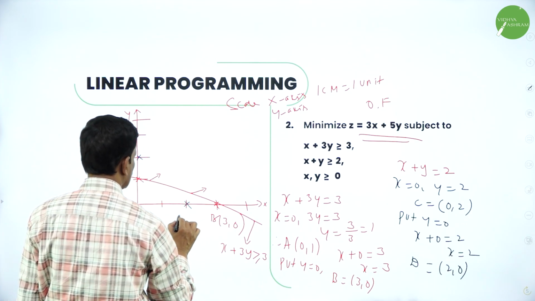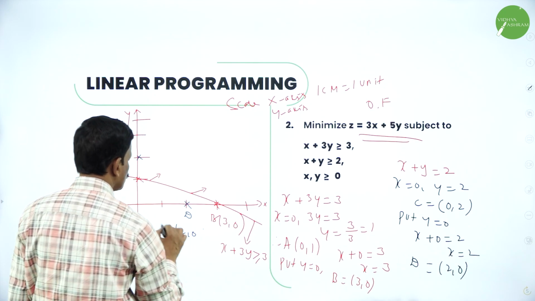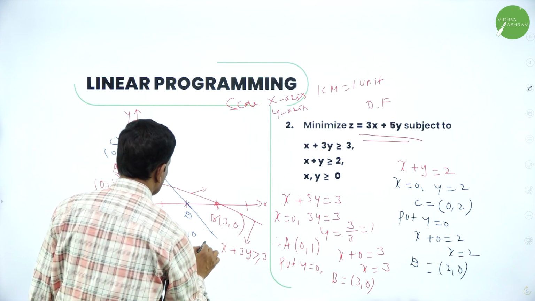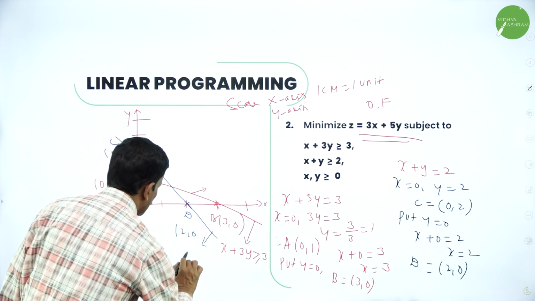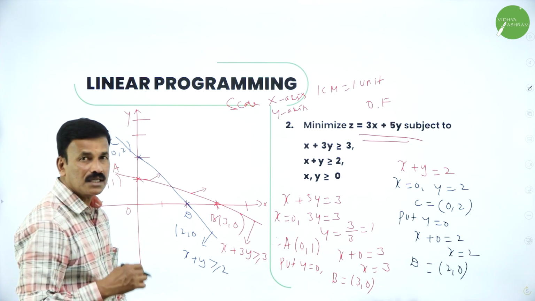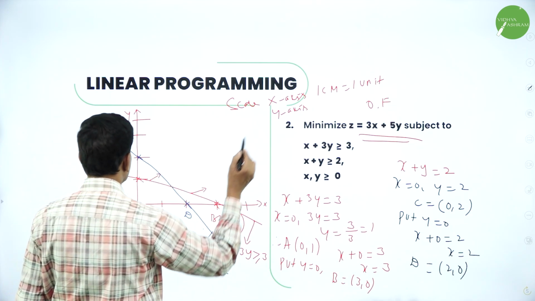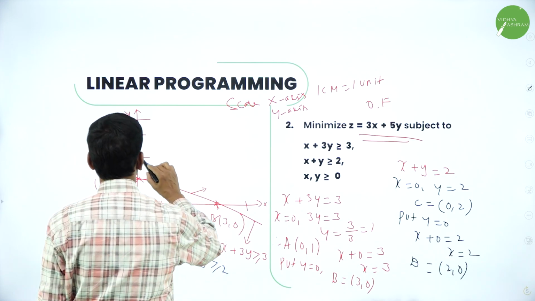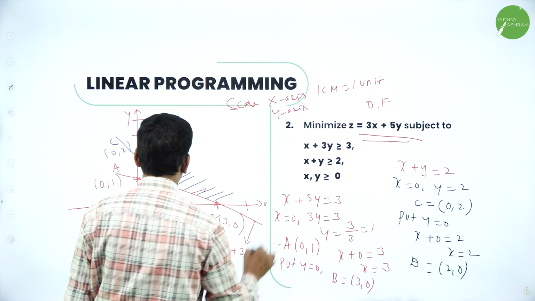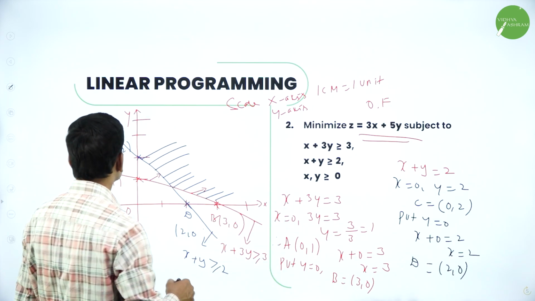Point D is 2 comma 0. Now draw a line. So this is the line. Now what is this curve? This is x plus y is greater than or equal to 2. Greater than or equal to 2 means the feasible region is above the origin. So this is the feasible region. Above the origin means this is an unbounded region, right?